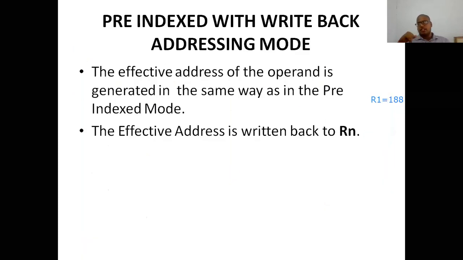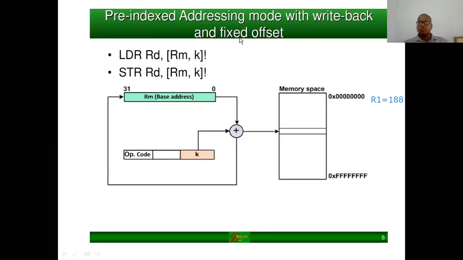Pre-index with write back addressing mode. Here, write back means we are once again writing back the value. Where do we need to write back the value? We need to write the value back to a register called Rn. So the effective address is written back to a register called Rn. This is called pre-indexed with the write back addressing mode. See, these are examples.